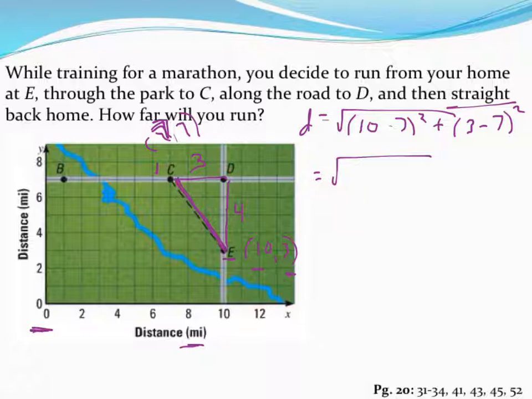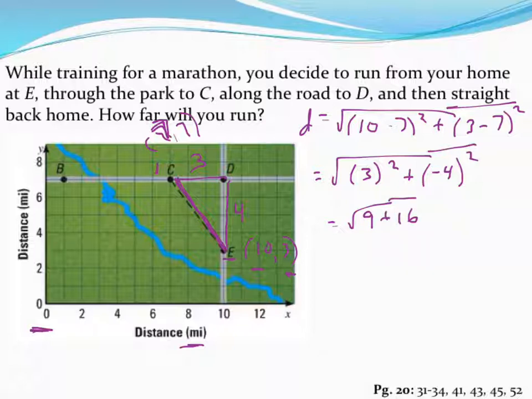So I've got a square root of 10 minus 7, which gets me 3 squared right there, plus 3 minus 7 gets me a negative 4. Be careful with those negatives, as I've said before. Keep it in parentheses. 3 squared gets us a 9. Negative 4 times itself. Negative 4 in parentheses squared gets us 16. Add those together, get square root of 25.